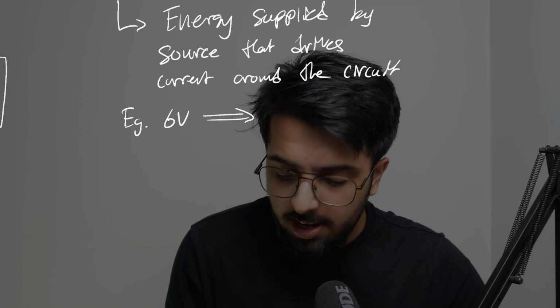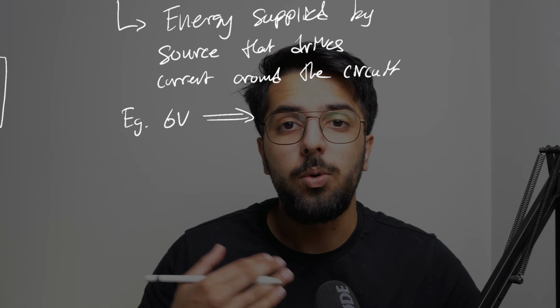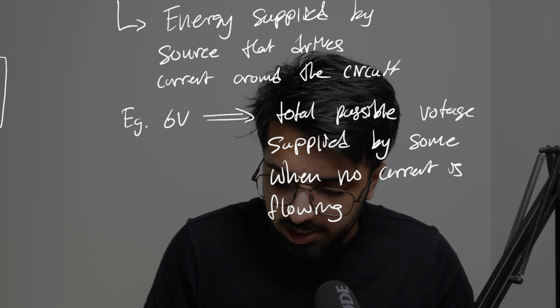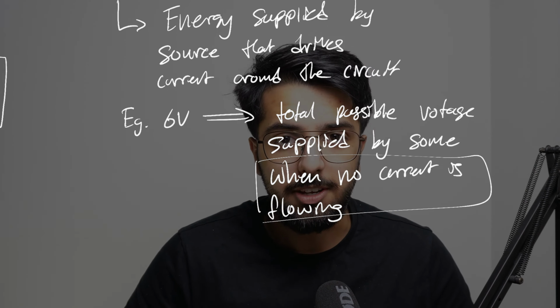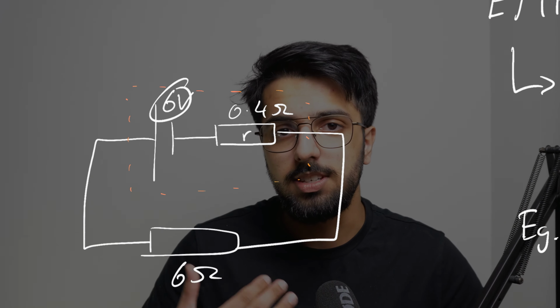This is the total possible voltage that can be supplied by our source when no current is flowing. Now, why do we specify when no current is flowing? It's because when there's no current flowing, effectively our internal resistance doesn't do anything.